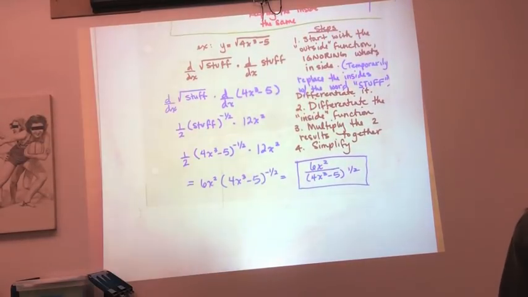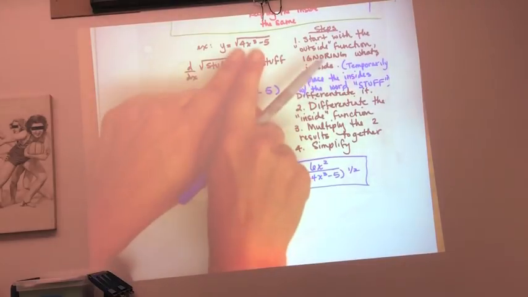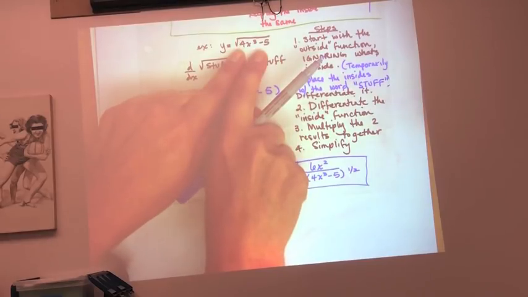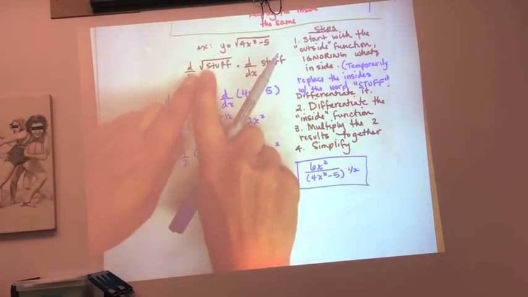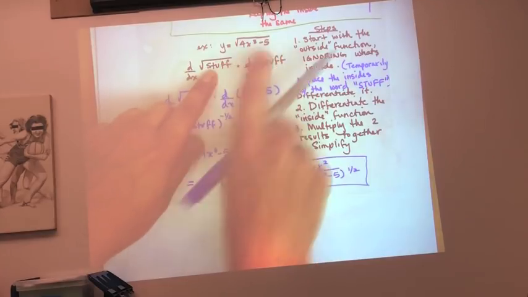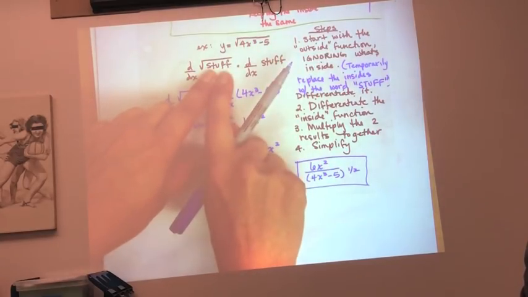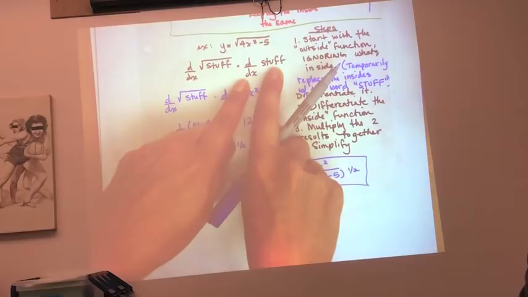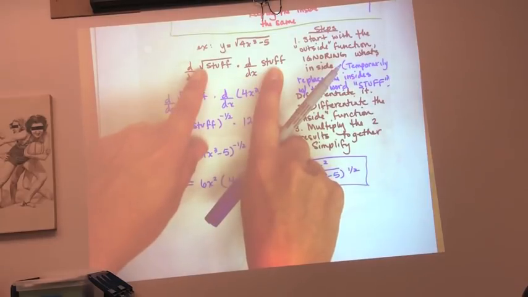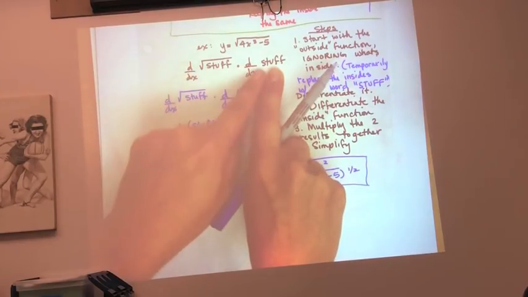Okay, so here's our function, the square root of 4x cubed minus 5. The outer function is the square root, and the inner function is 4x cubed minus 5. The first thing we're going to do is derive the outer function, which is the square root, and label our inside as "stuff." The reason I'm doing that is so that I don't accidentally derive the stuff, and then I'm going to derive the stuff afterwards. So once again, derive the outer, leave the inside the same, then derive the inside.